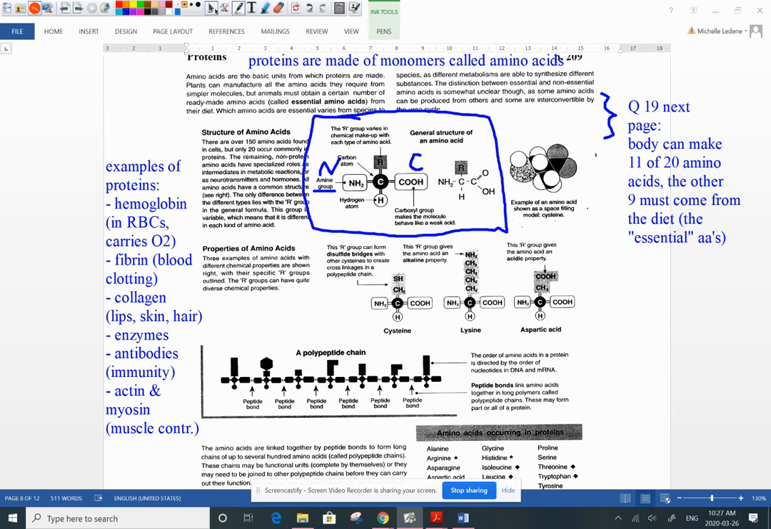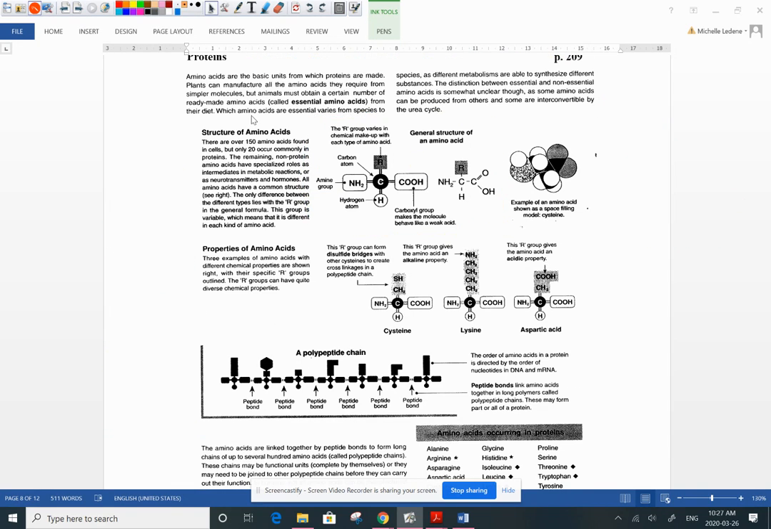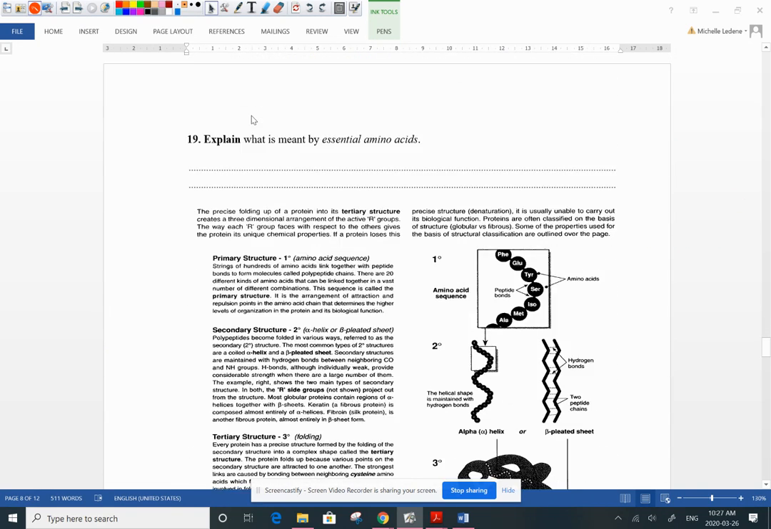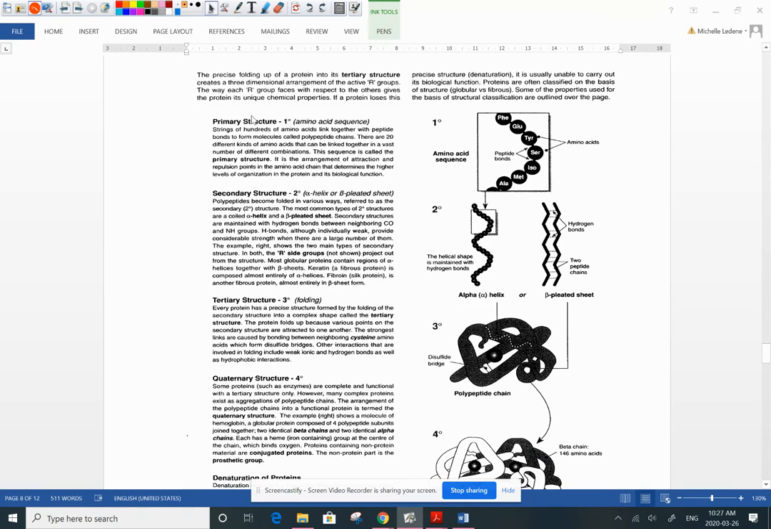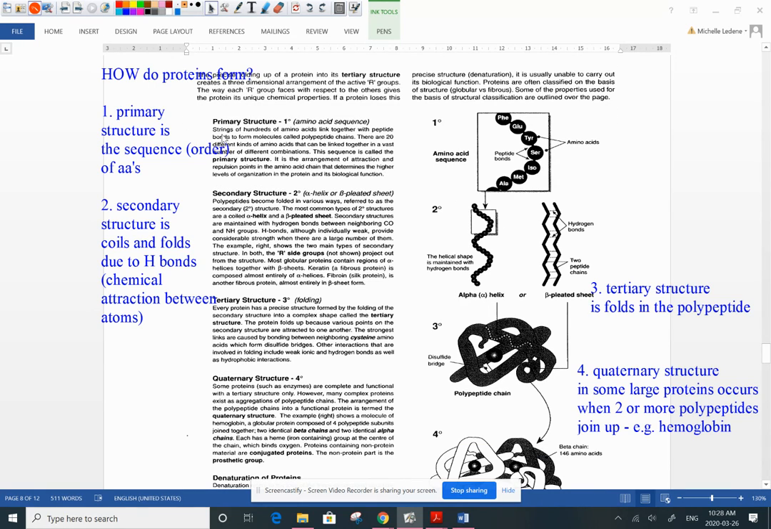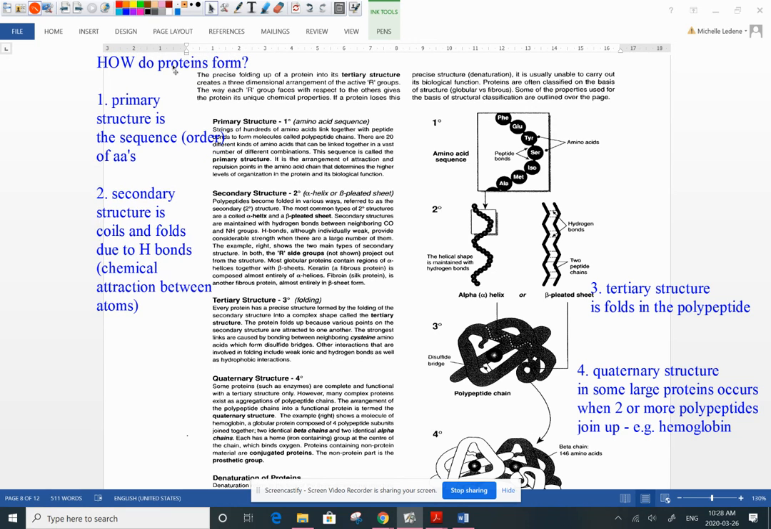So proteins, you now know, are made of these base units, the building blocks that we call amino acids. What is the structure of amino acids? In other words, how do proteins form? How do the amino acids hook up together to form these really huge molecules called proteins? The primary structure of the protein is based on the order, the sequence, of the amino acids.